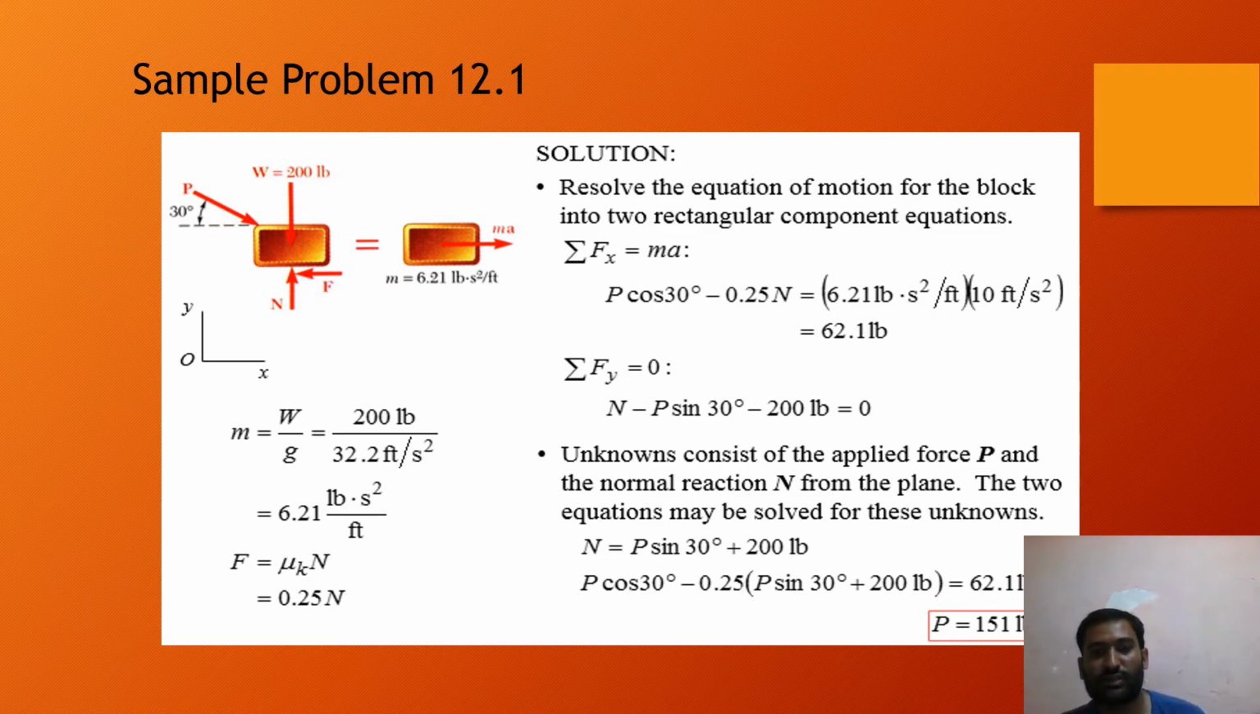Okay, the summation of Fx in the x direction: Fx is equal to m a, P cos 30 degrees minus 0.25 N. That is the coefficient of friction. When we simplify and derive, we get the calculation.